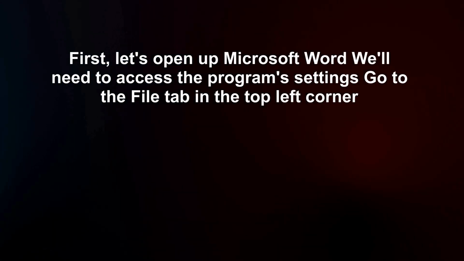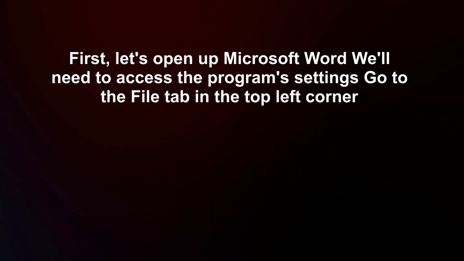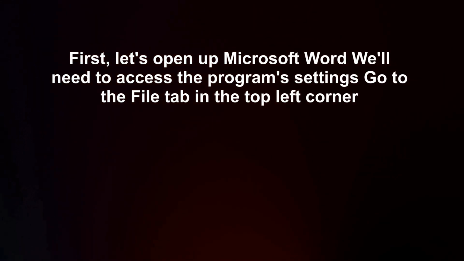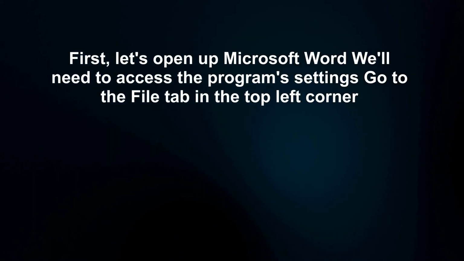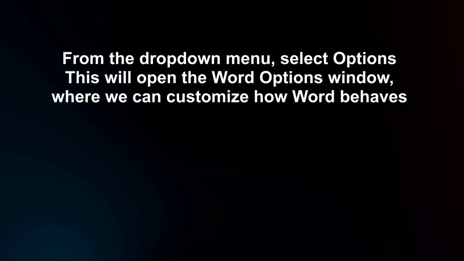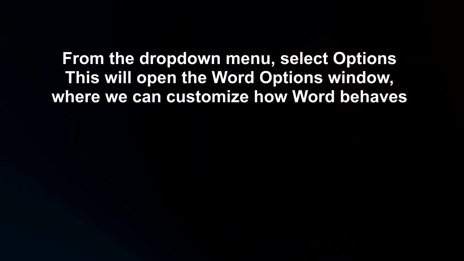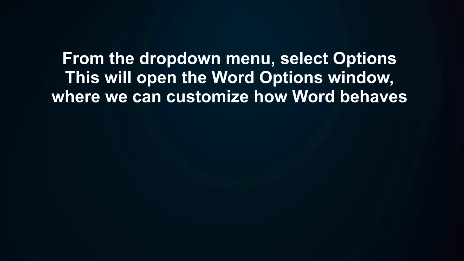First, let's open up Microsoft Word. We'll need to access the Programs settings. Go to the File tab in the top left corner. From the drop-down menu, select Options. This will open the Word Options window, where we can customize how Word behaves.